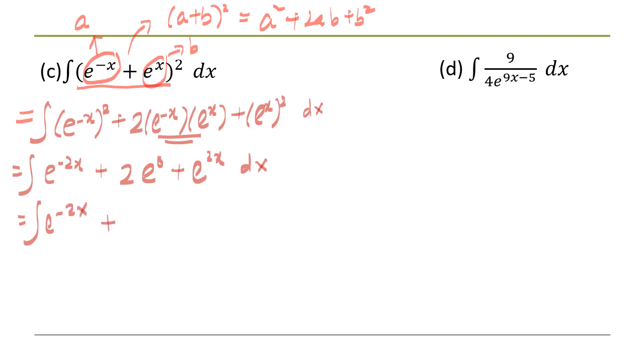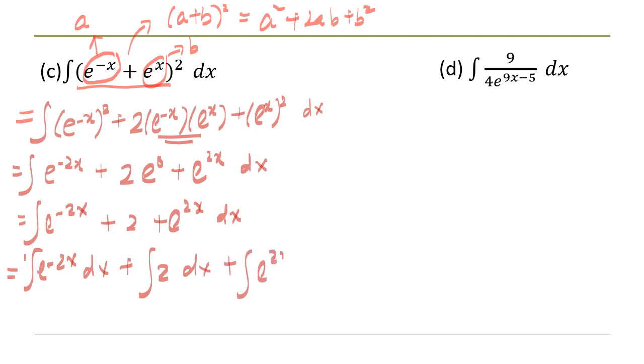So e to the power of 0 is 1. Alright, so now we can actually integrate it term by term. So we can integrate e to the power negative 2x dx plus integrate 2 dx plus integrate e to the power of 2x dx. Alright, so integrate this one here, we will get e to the power negative 2x times 1 over differentiation of your negative 2x. So differentiate negative 2x, you get negative 2.